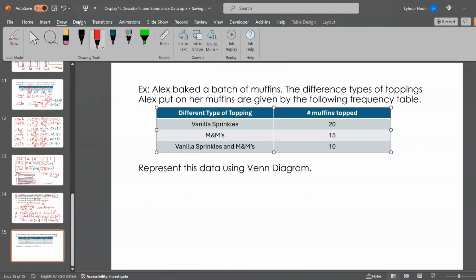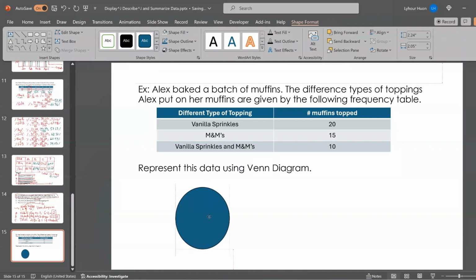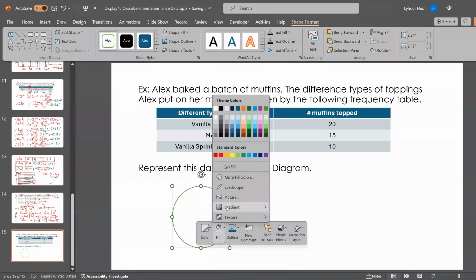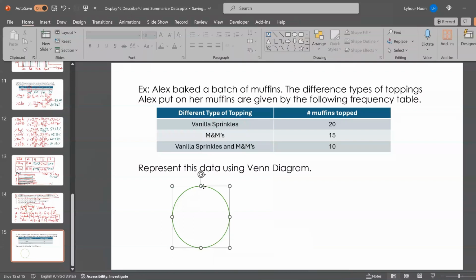First, in a Venn diagram, we will use circles. Draw a circle. How many circles should be drawn? Two. So each circle will represent a different type of topping.